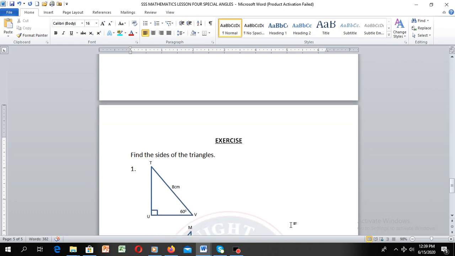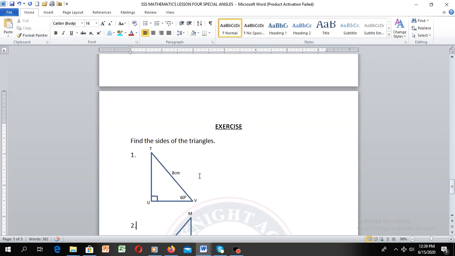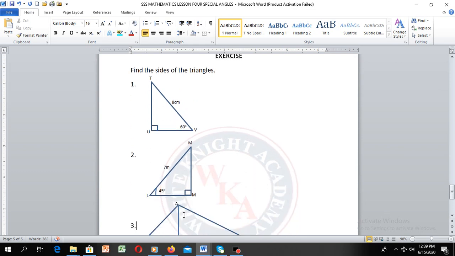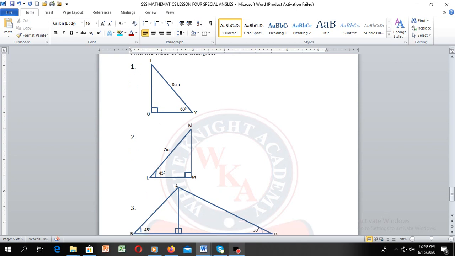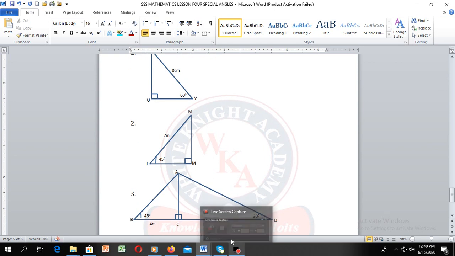And here we have 3 exercises. We have exercise 1; you should be able to handle that. Number 1 has 60 degrees, and then you have 45 degrees here. For the third question, we are having a combination of two triangles. It's a composite triangle.